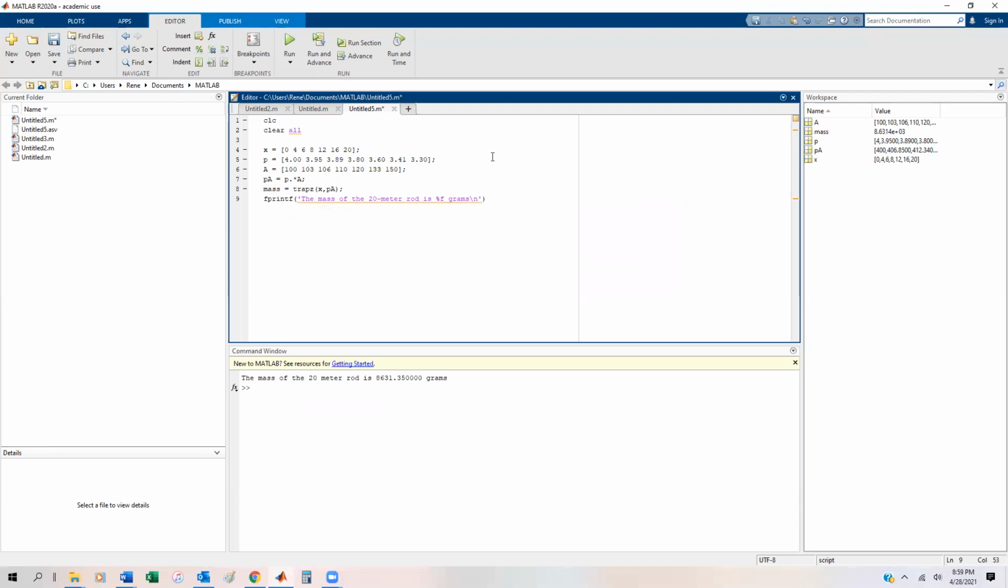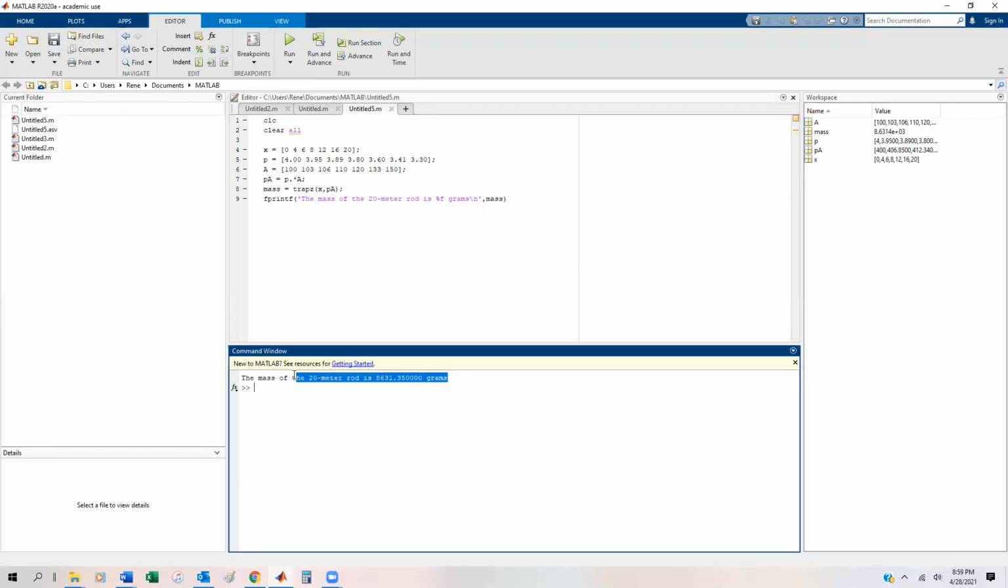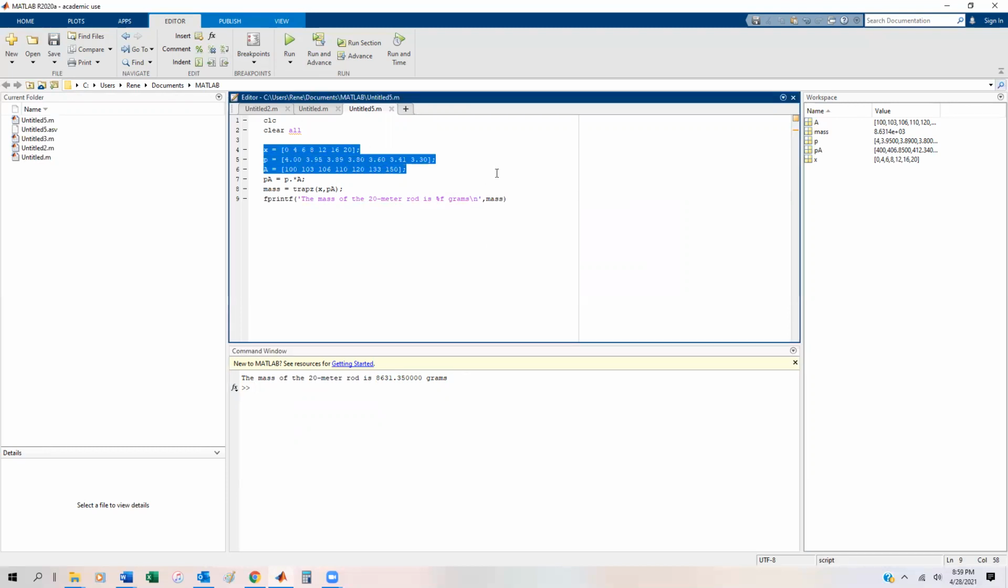And we have to obviously put in mass. Might have been obvious to everybody else but me, apparently. And we get that the mass of the 20-meter rod is 863.35000. So that's a really easy example of how we can numerically find our integration just by using this trapz function.